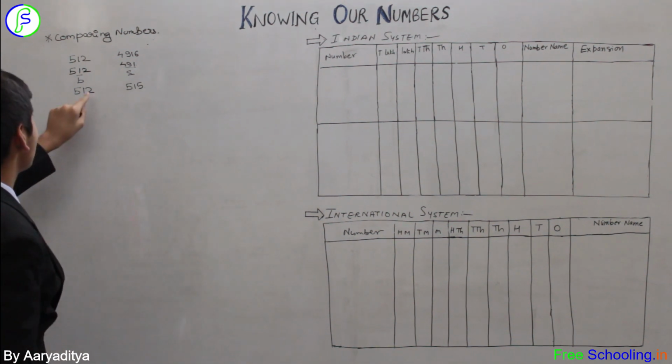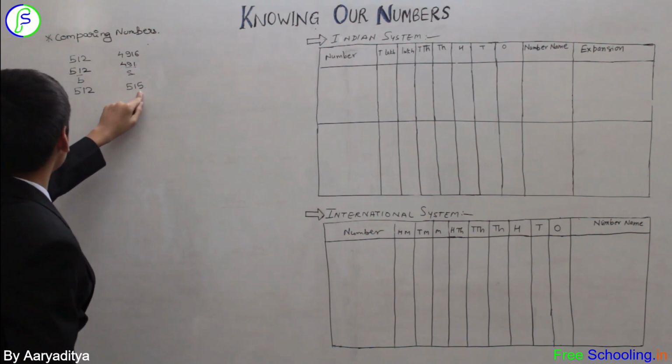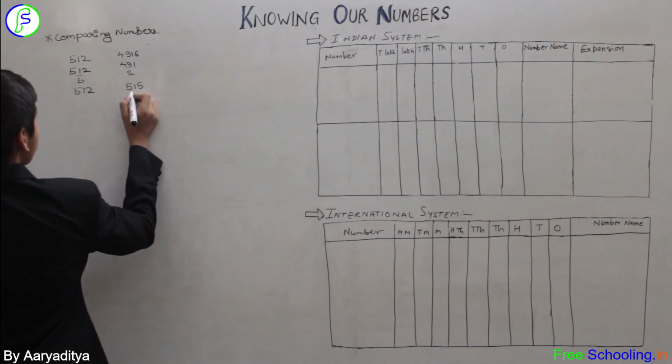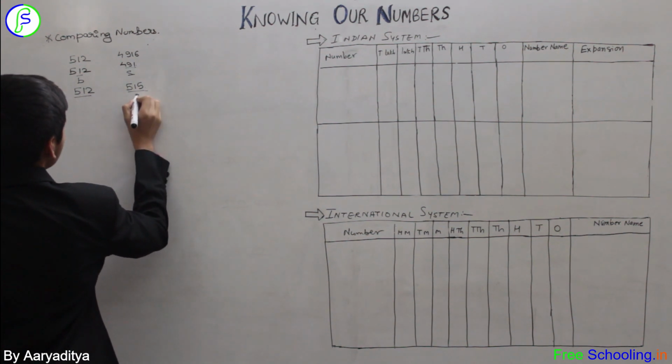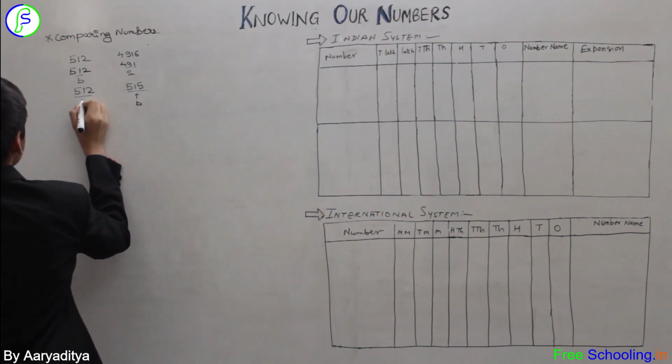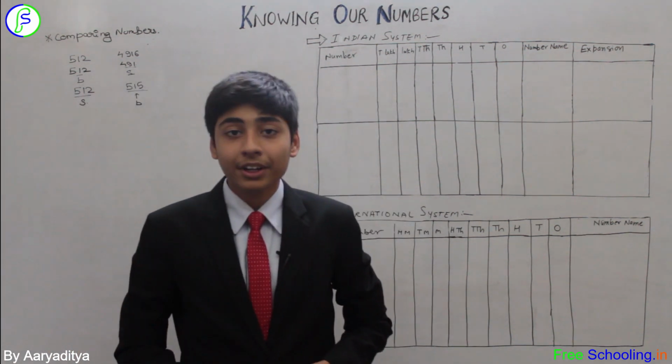Never mind, let's take the third place. We have 2 here, but we have 5 there. We know that 5 is greater than 2. Therefore, the bigger number among them both is this one. So this one is a bigger number, whereas this becomes a smaller number. Hope you all have understood the concept of comparing numbers.